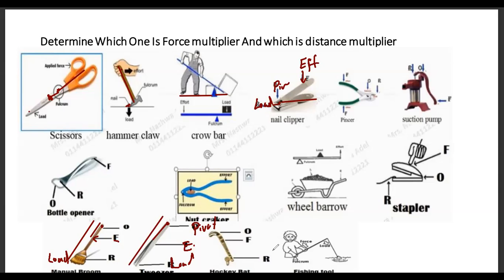The same for the hockey pad and fashing tool. This is a pivot, and you apply your effort here, and the load is here. So the distance from the fulcrum to the effort is shorter than from the fulcrum to the load. So the fashing tool is considered a distance multiplier.